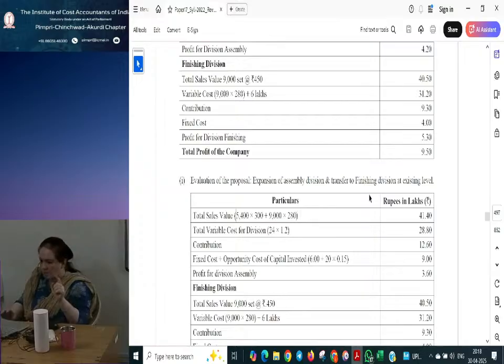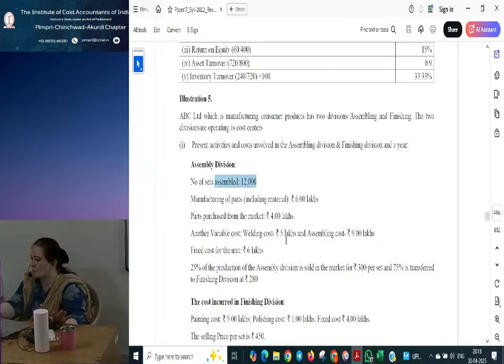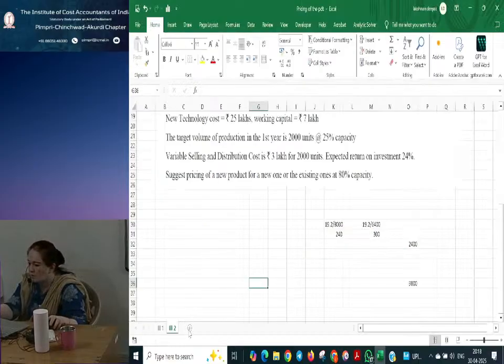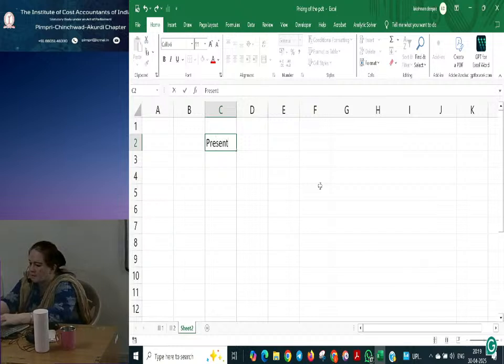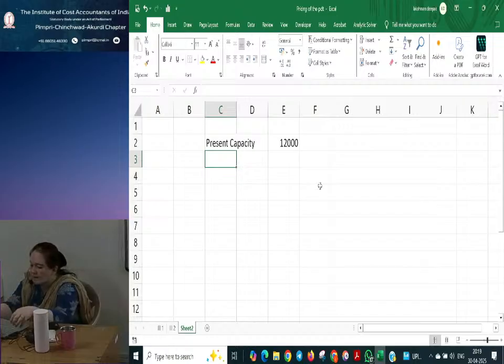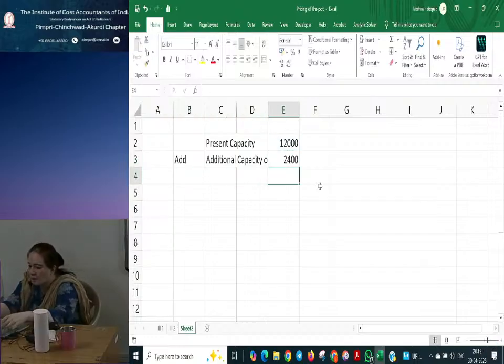Yeah. So see, what is their present capacity? 12,000. Okay? I'll just zoom in. So present capacity is going to be 12,000. What are they asking us to do? They are going to increase with an additional capacity of 20%. So that means 12,000 into 20%. So totally they are going to have 14,400 units produced.